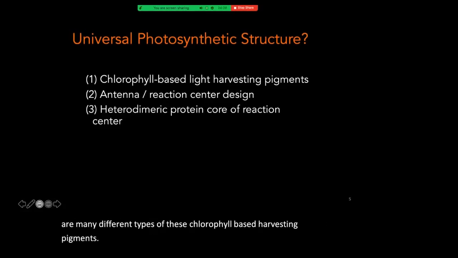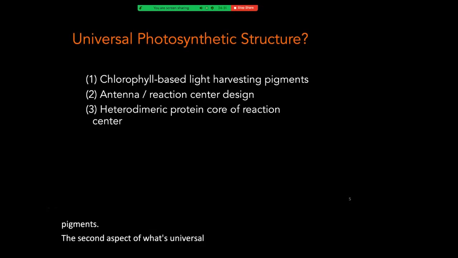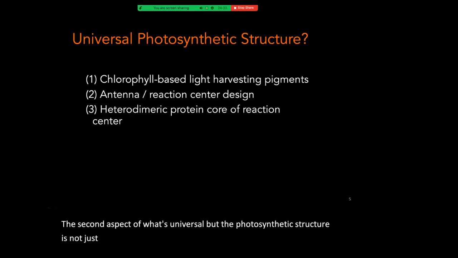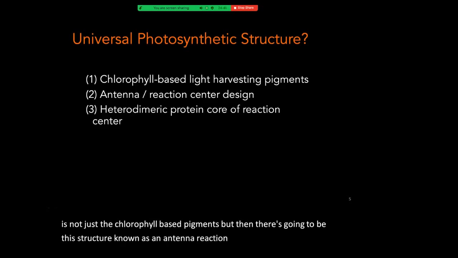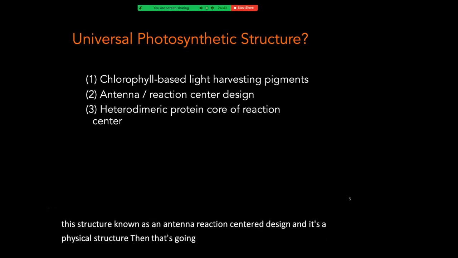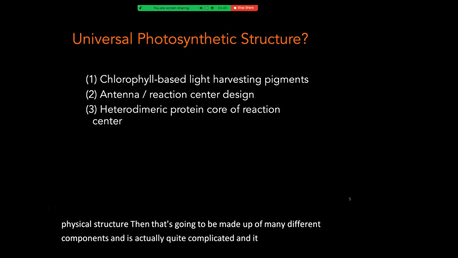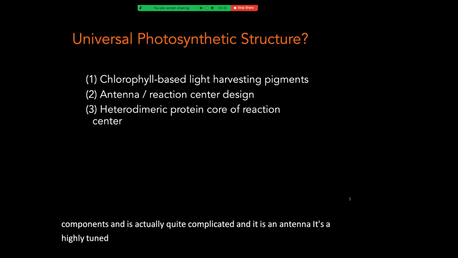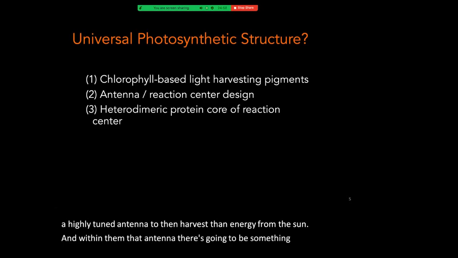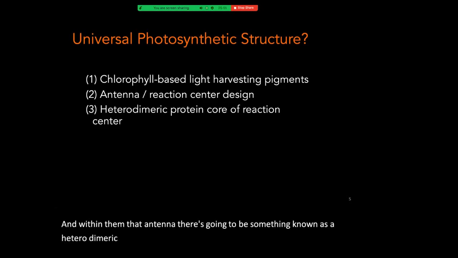The second aspect of what's universal about the photosynthetic structure is not just the chlorophyll-based pigments, but this structure known as an antenna reaction center design, okay? And it's a physical structure that's made up of many different components, and it's actually quite complicated. And it is an antenna. It's a highly tuned antenna to harvest energy from the sun. And within that antenna, there's something known as a heterodimeric protein core associated with something known as the reaction center, okay?